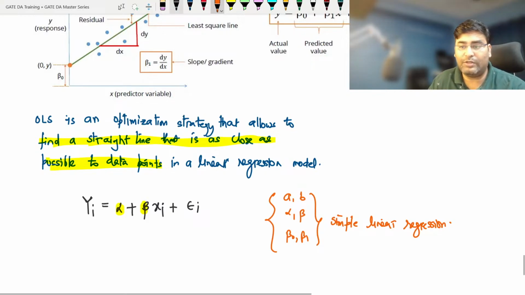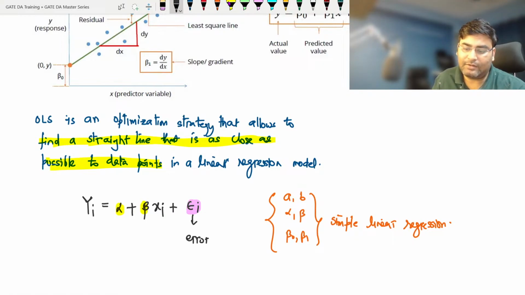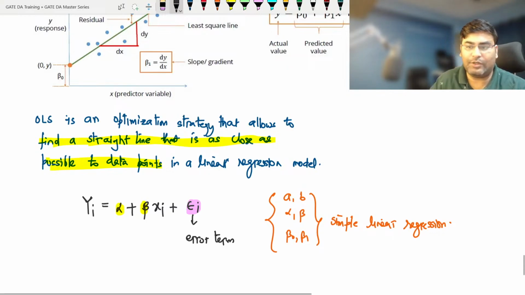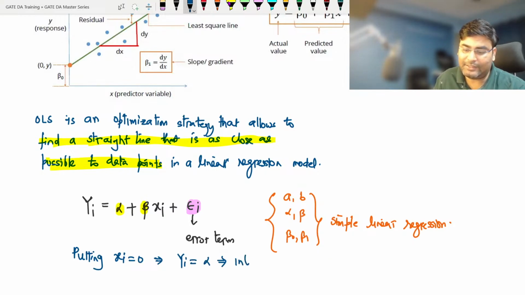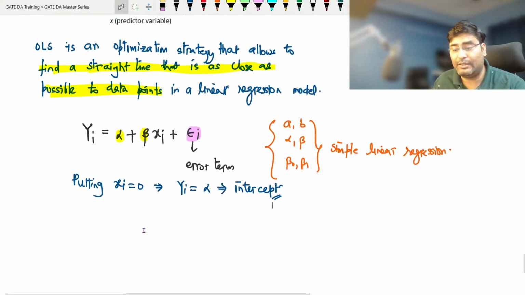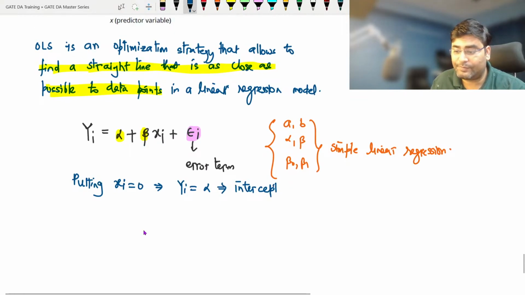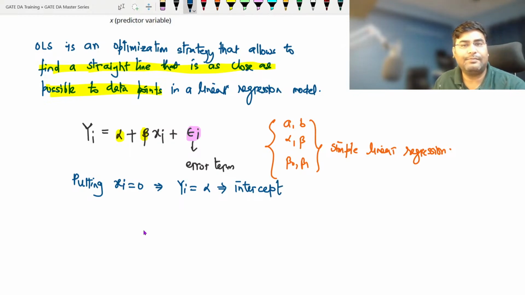Now you know that here you have an ei or epsilon i. This is known as your error term. Correct? And you know that if you put xi equal to 0, what will happen, guys? Yi will become alpha. Basically, this is your intercept. So whenever you make the independent variable 0, that gives you the intercept. Are we clear, guys? That gives you the intercept. Right?